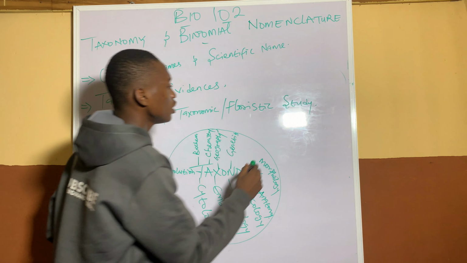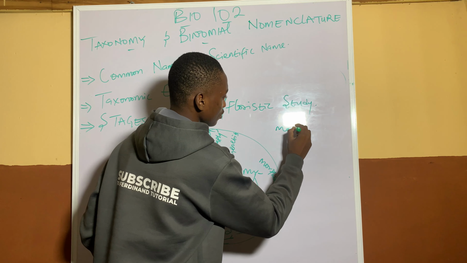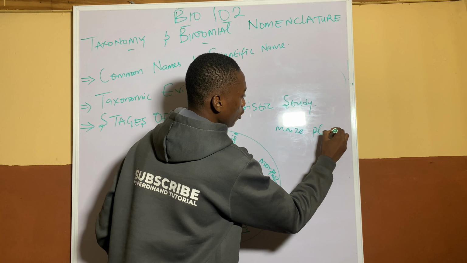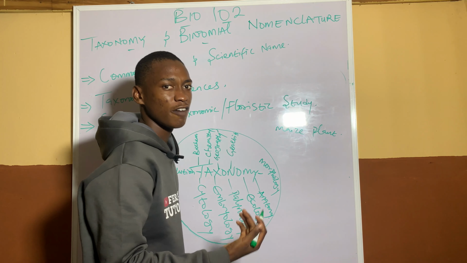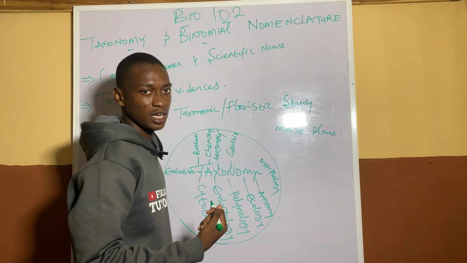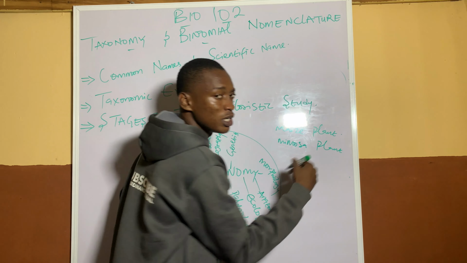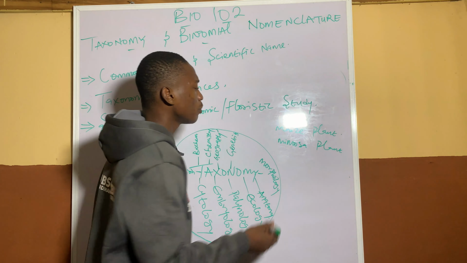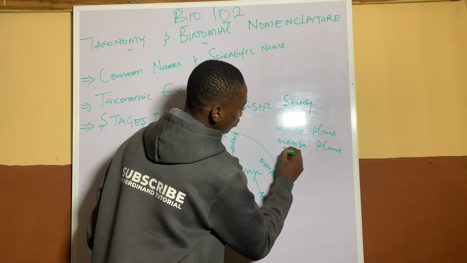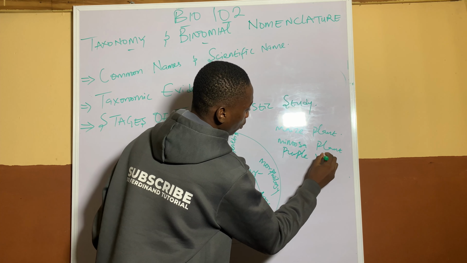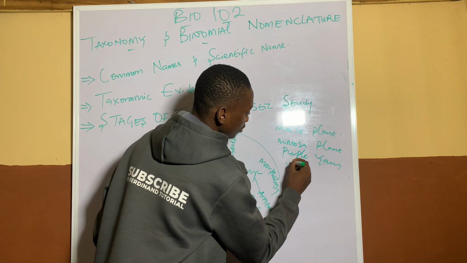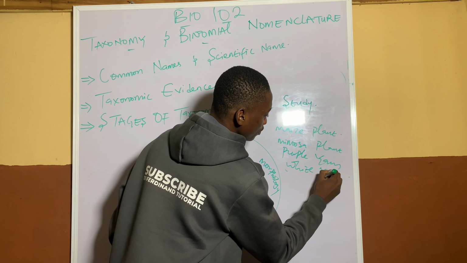In common names, we can call a plant maize plant. A common name of this particular plant is maize plant. We can have a common name, mimosa plant or sensitive plant. Mimosa plant. These are common names of plants. We can also have a common name of maybe purple yam. We can have white yam. All these are common names.